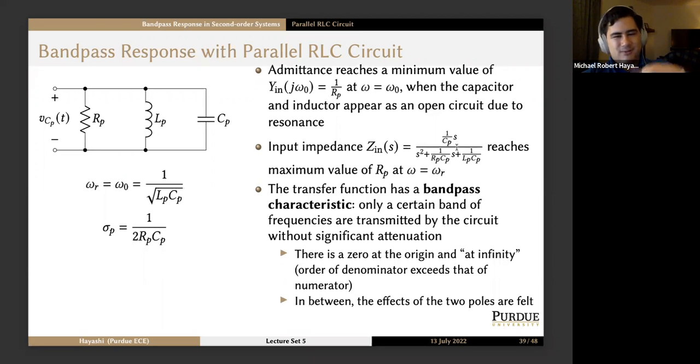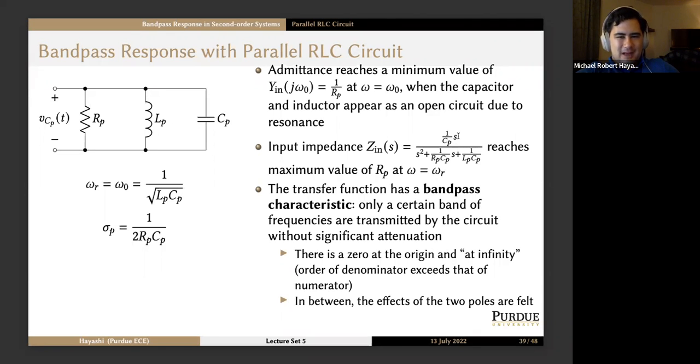We call this specific type of transfer function, second order circuits, special. The only thing more special might be first order circuits because we deal with them so much, and I guess 0th order circuits because they're all we talk about in 20,001 basically, with resistor dividers and such. But first order circuits, second order circuits are special enough that we should add some terminology. So we call this specific response a bandpass response because only a certain band of frequencies are going to be transmitted by the circuit without significant attenuation.